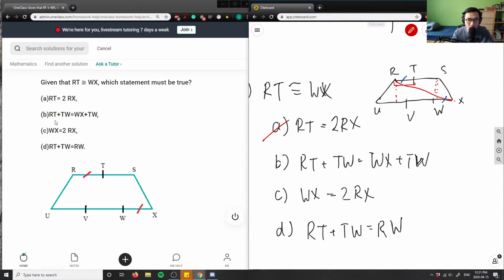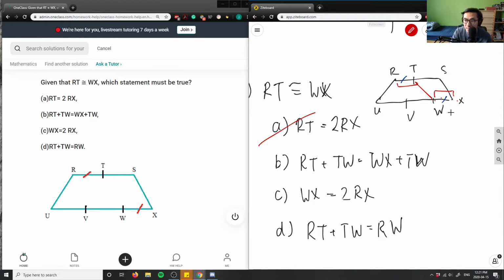Let's look at B. B is RT plus TW equals WX plus TW. So let me erase this now. I know A is wrong. RT is this side here, and TW is this side from here to here, equals WX, from here to here, and TW. So in this case, B is correct. No one's perfect also says B is correct, and that's correct, right?